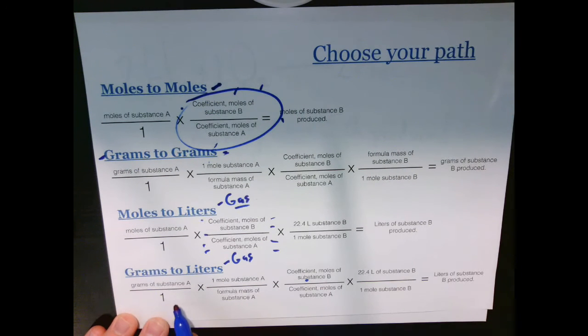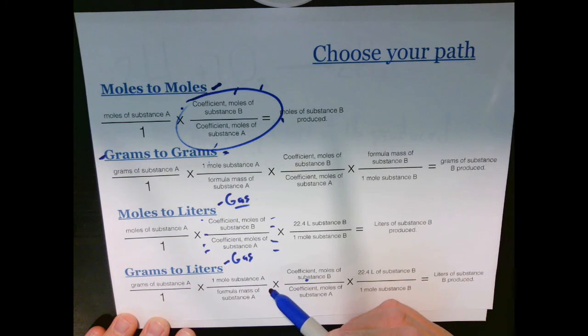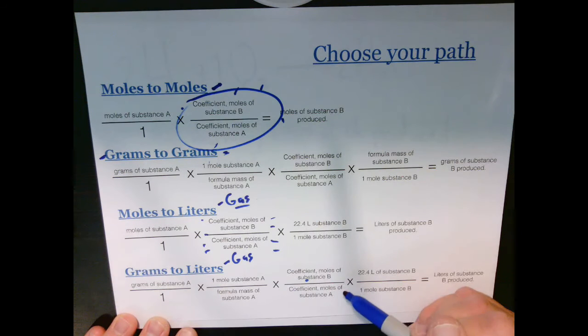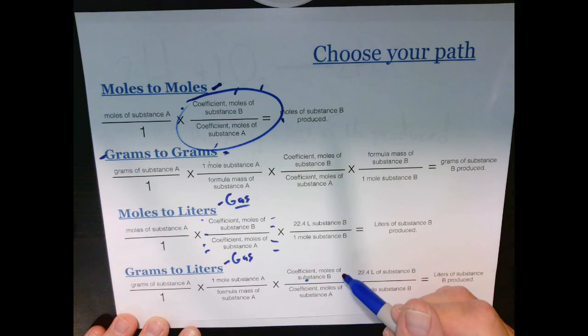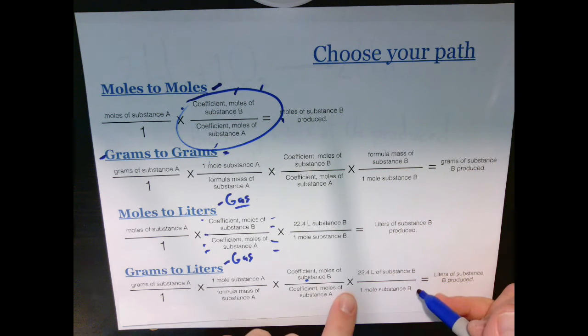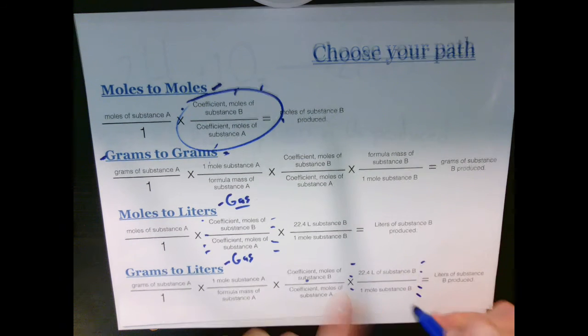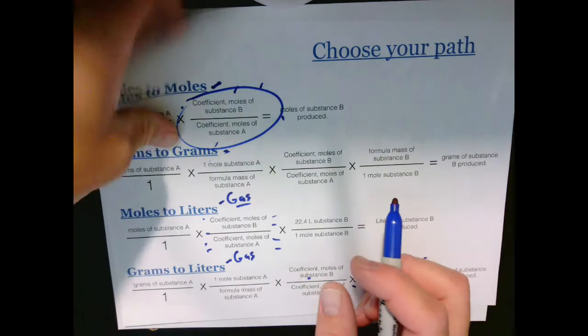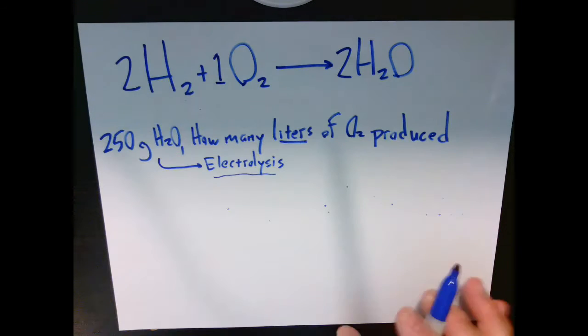I'm going to start with grams of substance A, the water, go from grams to moles by using the formula mass, much like we did with the gram-to-gram problems, and then coefficients from the balanced equation, water on the bottom, oxygen on the top, and then for the last fraction, because oxygen is a gas, 1 mole of oxygen on the bottom, 22.4 liters of oxygen in the numerator. So let's set that up.